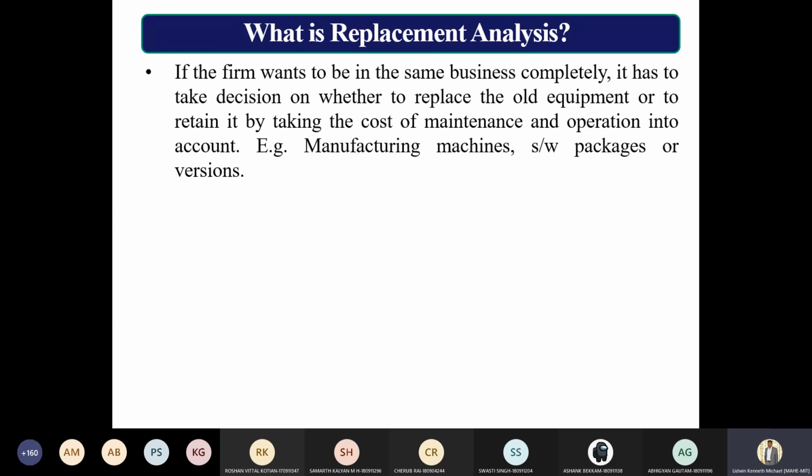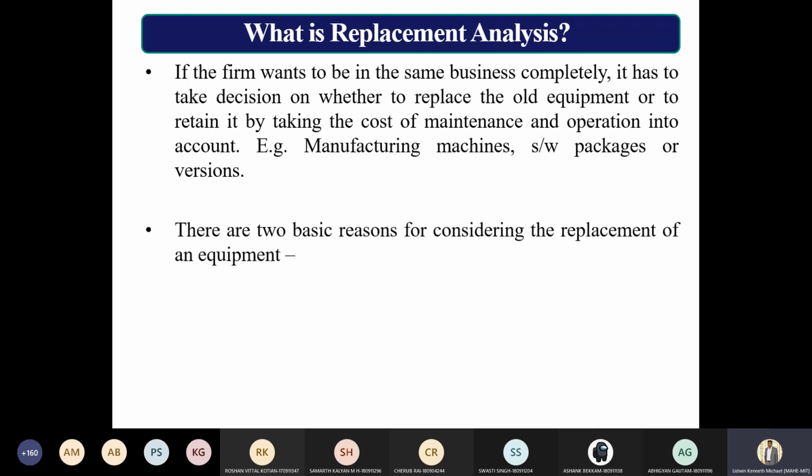So to be competitive, you need to change. You cannot stay the same. You have to be in line with the competition. If you are not in line with the competition, then definitely you will suffer, right? So replacement is one of the important things. It is a decision of the company. Of course, there should be funding available. If there are no funds, then it becomes very difficult for the company to move on.